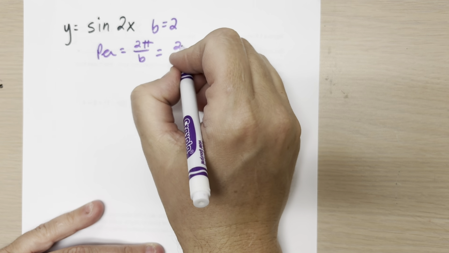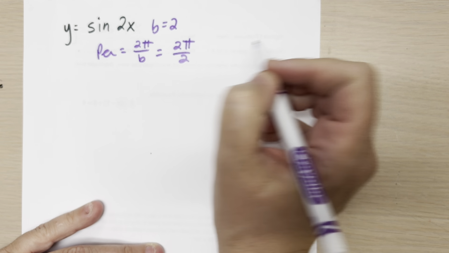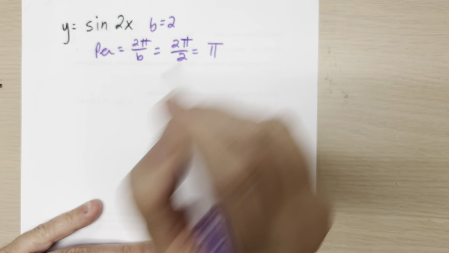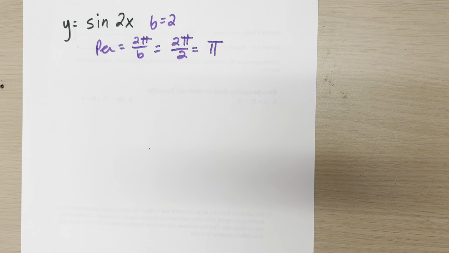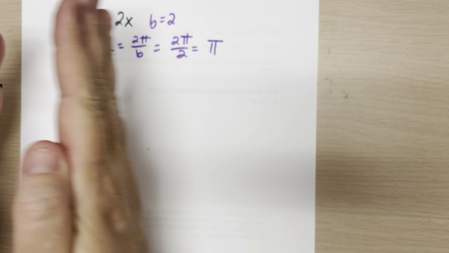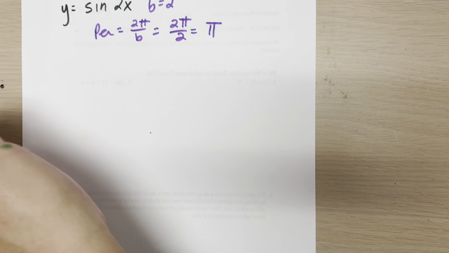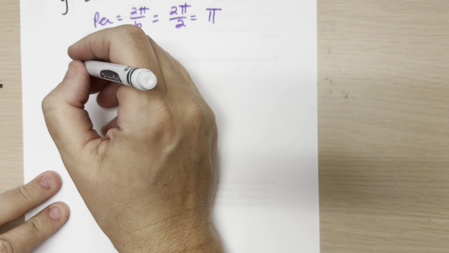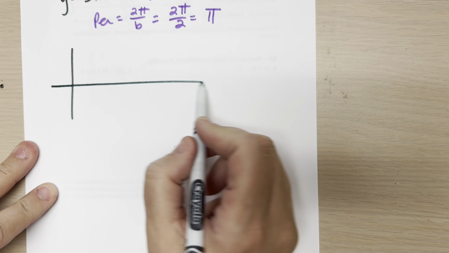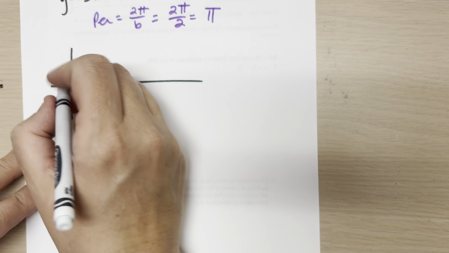So in this case, it's 2 pi over 2, which means pi. So instead of going the entire thing of 2 pi, we're going to be kind of squishing the graph in, so it is going to be half the size it normally is. Okay, so again, let's see.